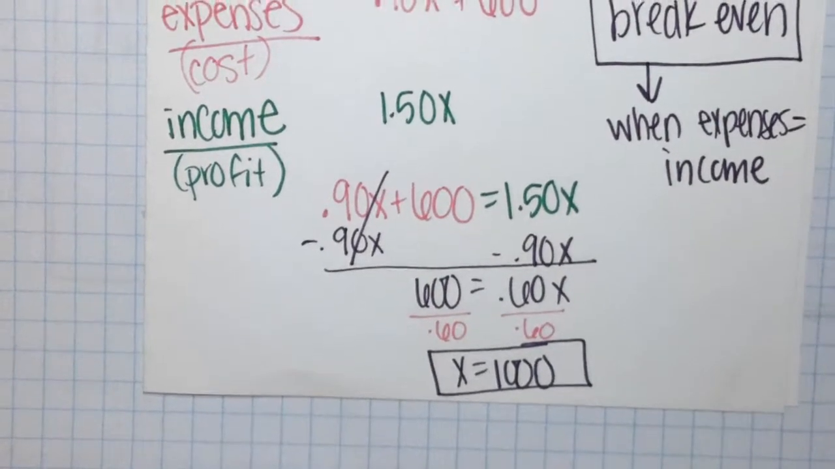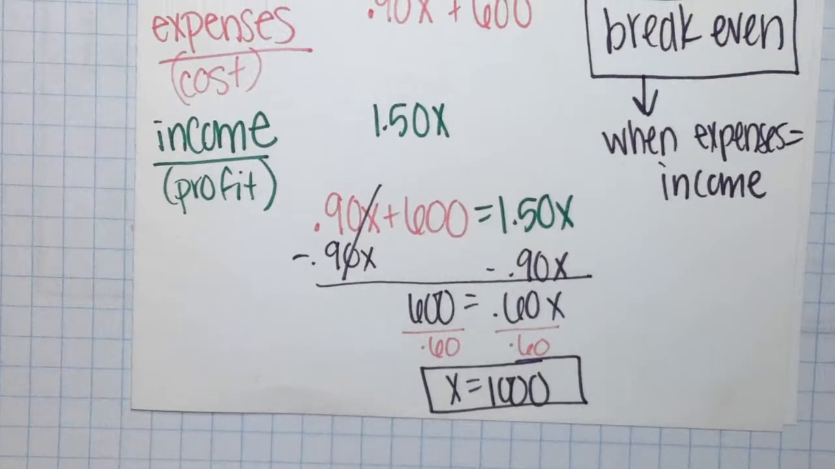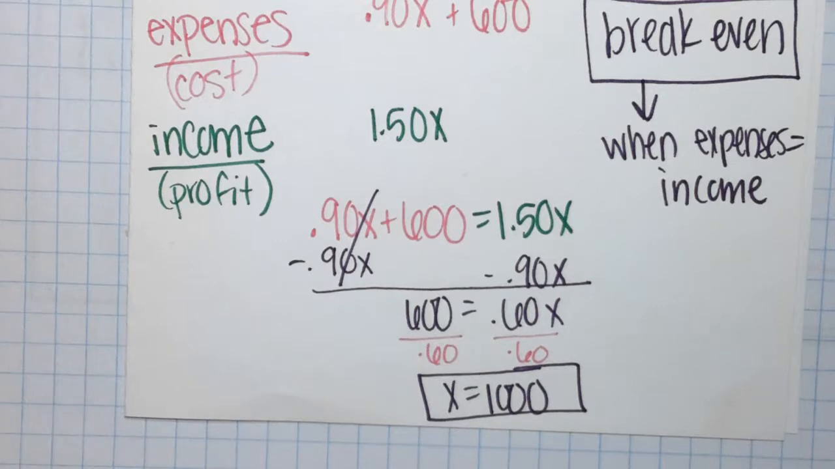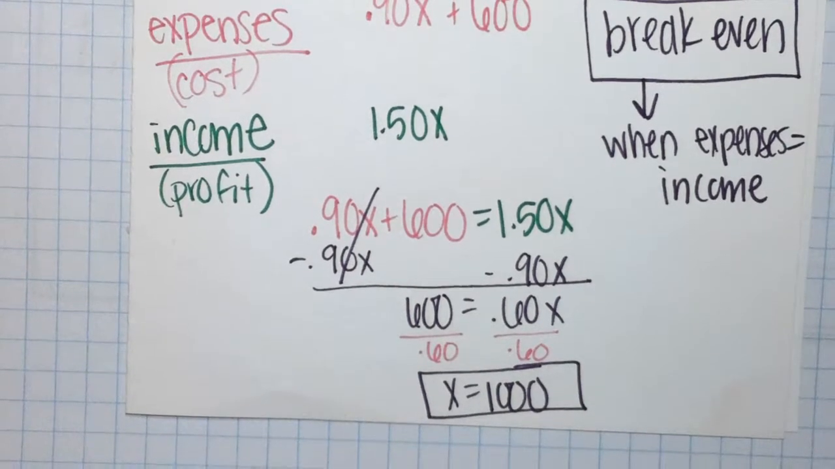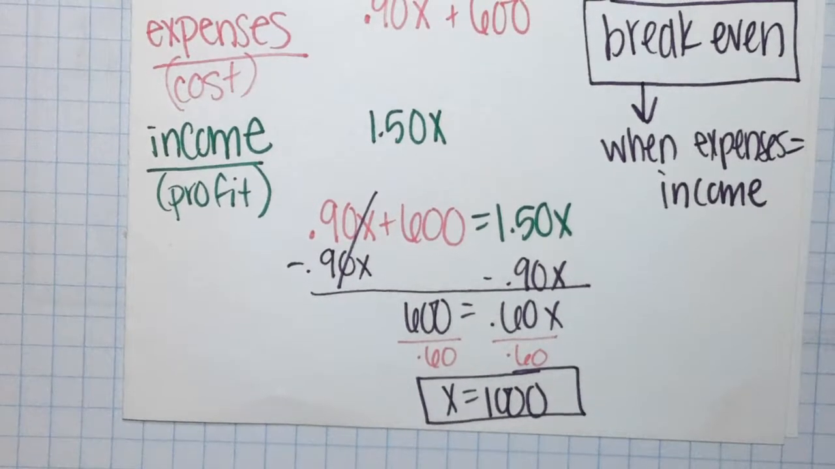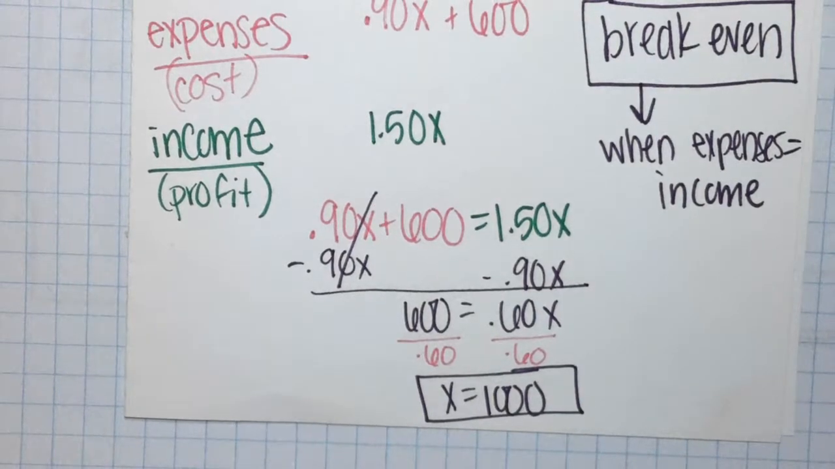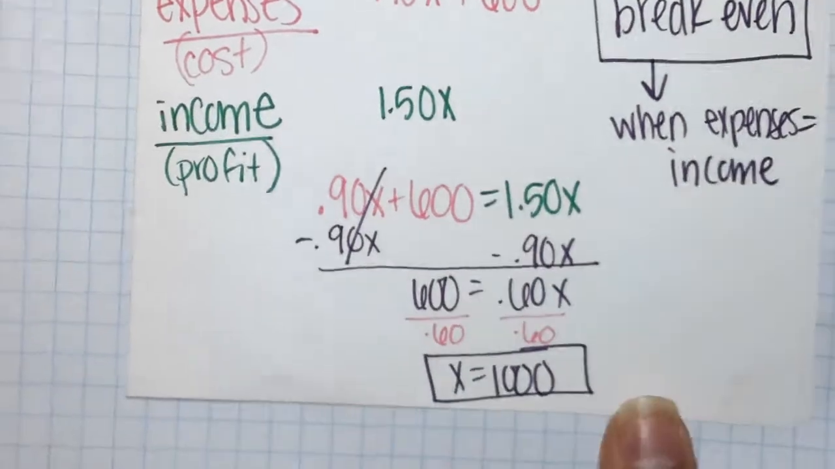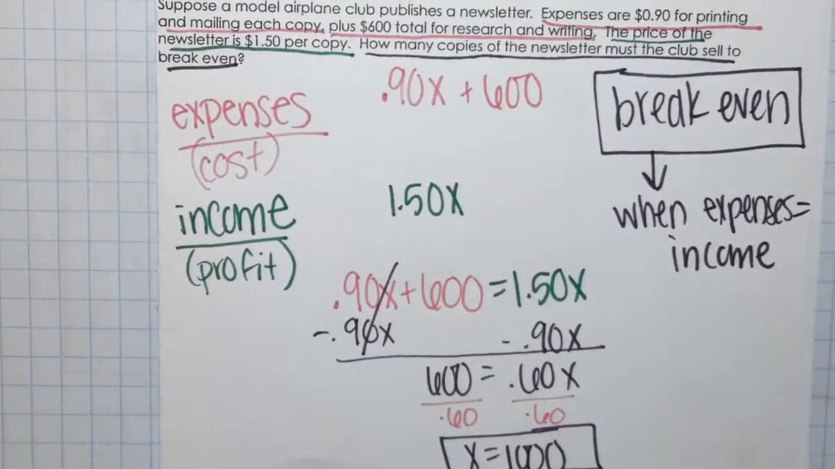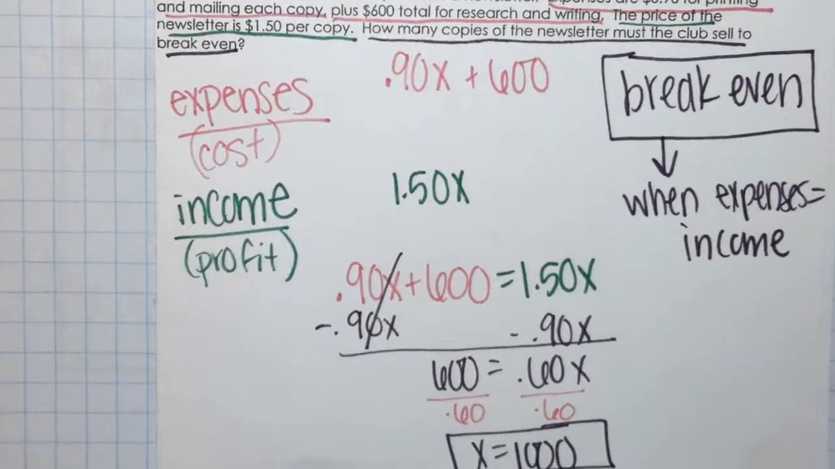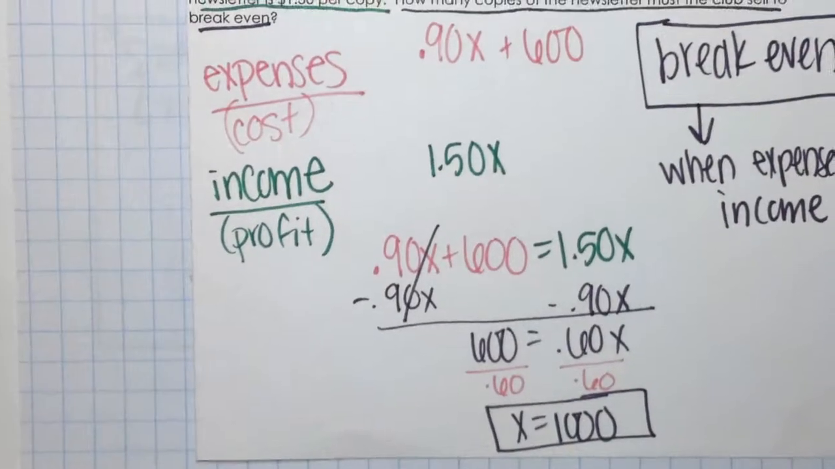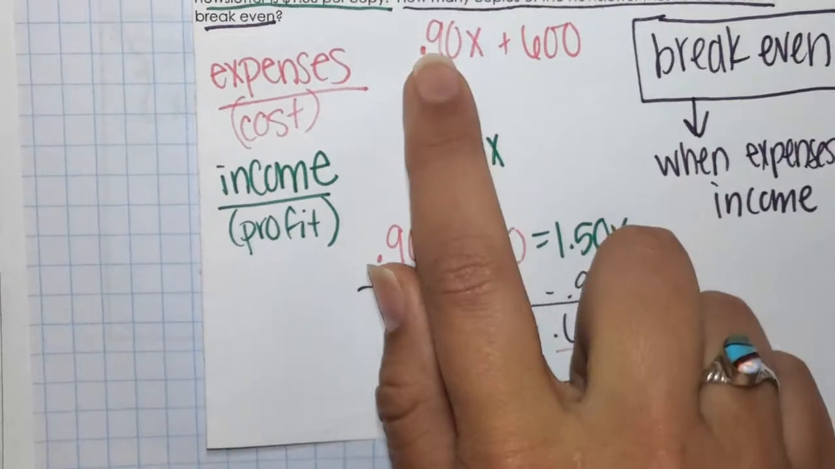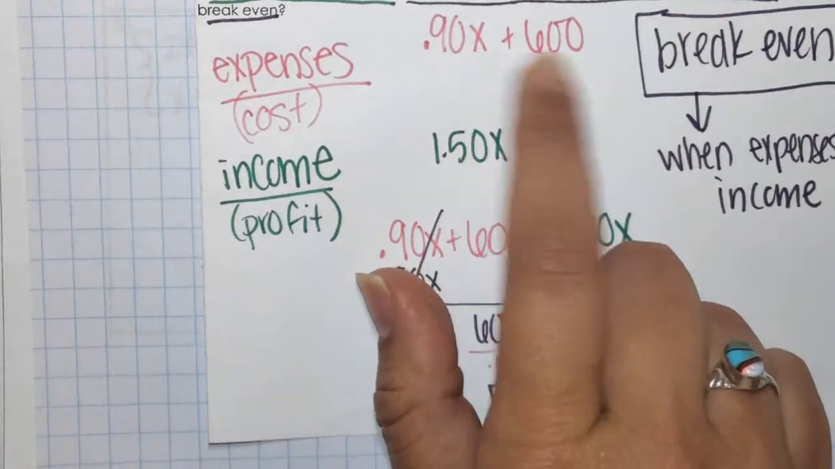Now, how did I know to set them equal to each other? Because it says break even. And break even is when expenses equal the income. Now, how did we know what our expenses were? 90 cents plus 600. So it says it was 90 cents per copy plus 600.